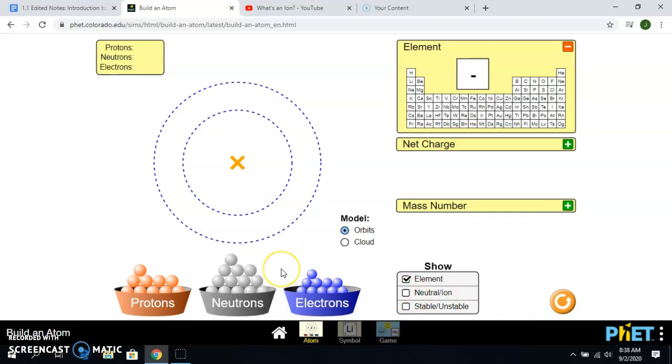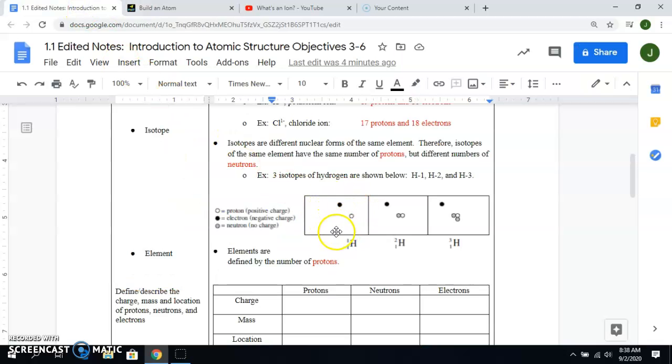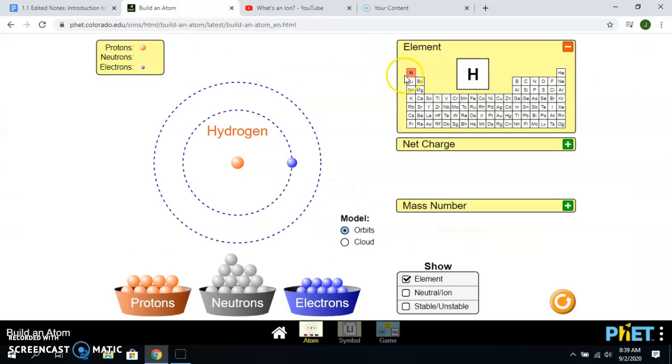Okay, I also want to emphasize the concept of isotopes. So remember, isotopes of the same element have the same number of protons but different numbers of neutrons. So, for example, this is a model from this picture right here of this one. It's got one proton and one electron. And you can see that this is hydrogen.